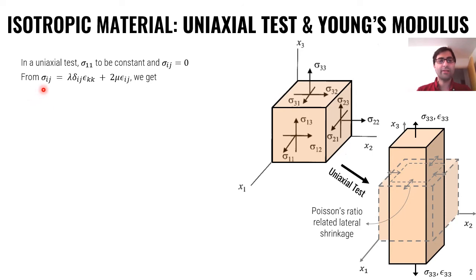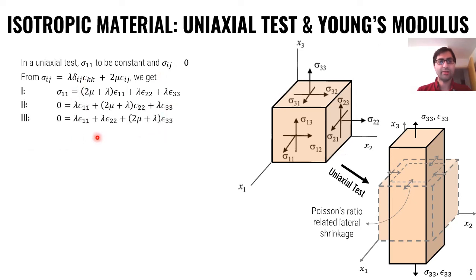Okay, from the relation, sigma ij is equal to lambda delta ij epsilon kk plus 2 mu epsilon ij, if setting sigma ij to 0 and keeping sigma 11, we get these three relations. Okay, keep them in mind.